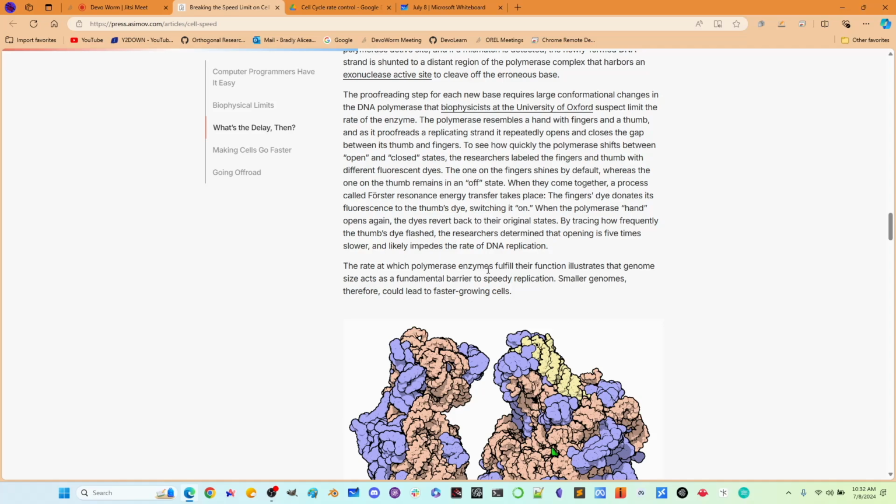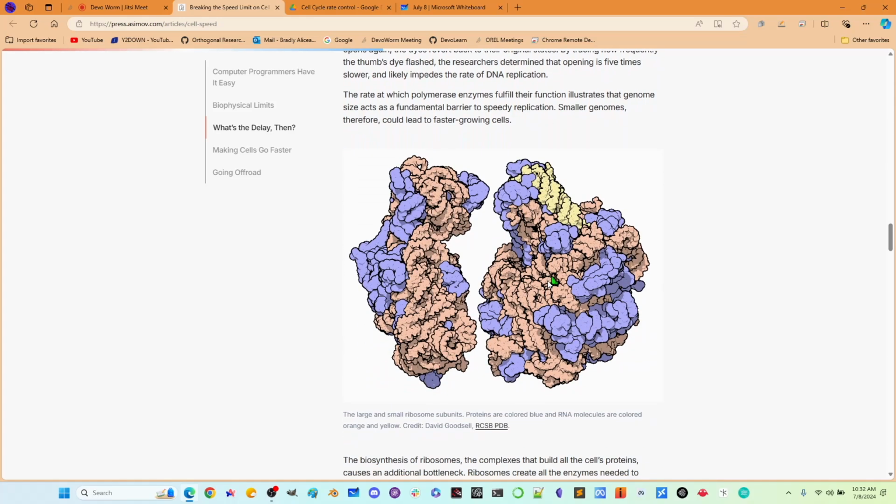The rate at which polymerase enzymes fulfill their function illustrates that genome size acts as a fundamental barrier to speedy replication. Smaller genomes, therefore, could lead to faster growing cells. So these are the ribosome subunits, which is the other bottleneck. And so again, RNAs that get transcribed from genomes go through a ribosome, get translated into amino acids, which get assembled into proteins, which are needed for a lot of the structural aspects of the cell.